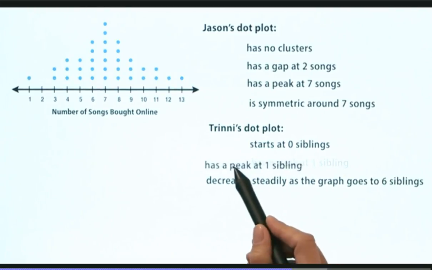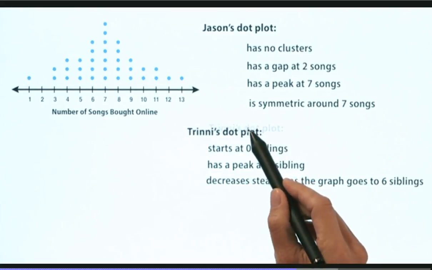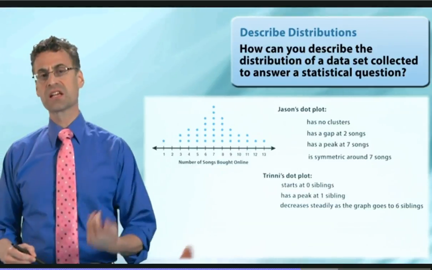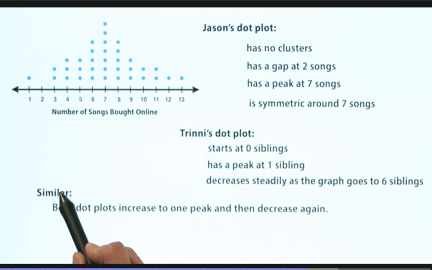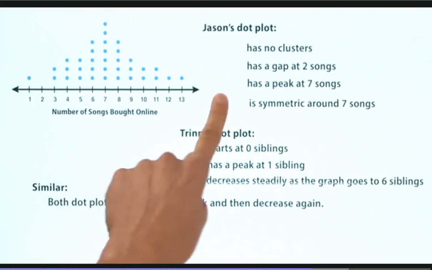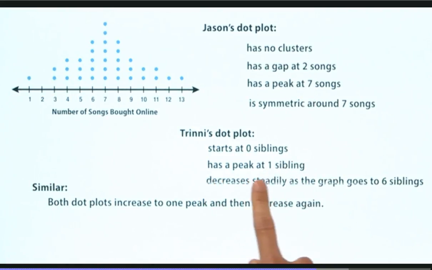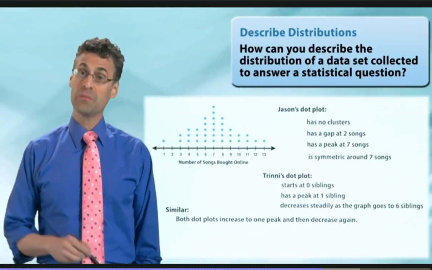Oh, I want to line these up nice. Now I want to make them look nice for you. Yeah, Professor Berger's making it look nice. Okay, great. So let's take a look at the similarities and the differences. What are the similarities? Well, both dot plots increase to 1 peak and then decrease again. In this case, the one peak is at 7 songs, and in this case, the one peak is at 1 sibling, and then it decreases from there. So there's one similarity.